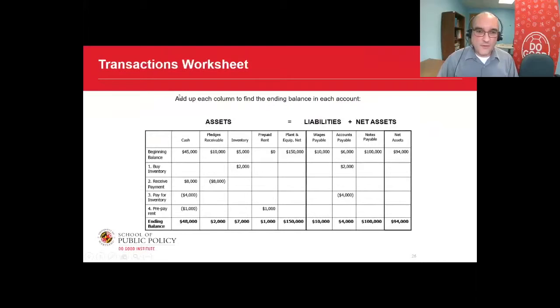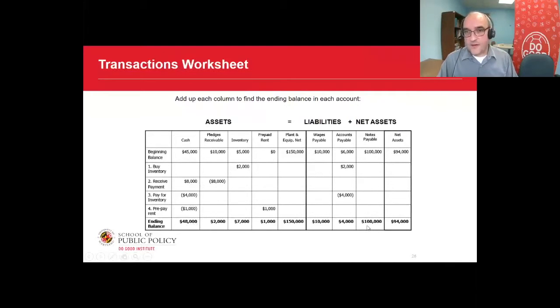And to get the year-end total that we use to populate the balance sheet for this current year, we just take, for each account, for instance the cash account, we take the beginning balance of $45,000, we add up all the entries under each of these rows, each of these transactions, to get the ending balance. So the sum total of all this activity is the cash increased from $45,000 at the beginning of the year, the end of last year, to $48,000.